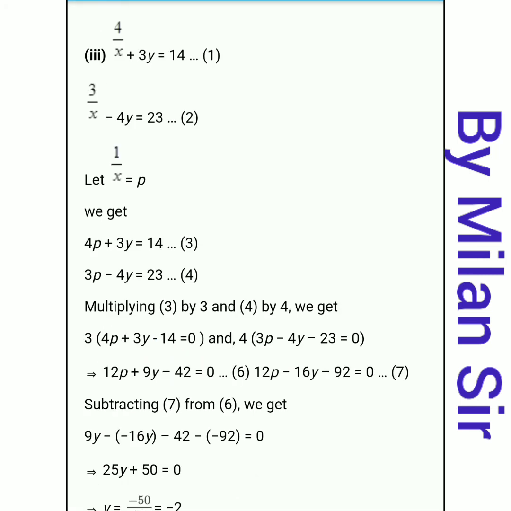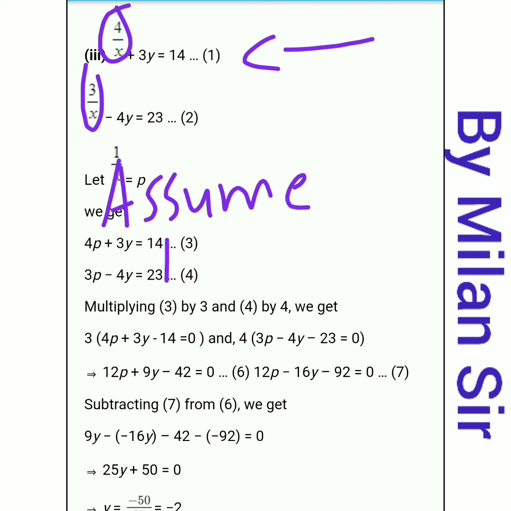Then equation number 3. First equation is 4 upon x plus 3y is equal to 14. And second equation is 3 upon x minus 4y is equal to 23. Okay, so here we have x in denominator. So we need to assume 1 upon x is equal to p. Here we do not need to assume for y because it is already in numerator, right? So we take y as it is.